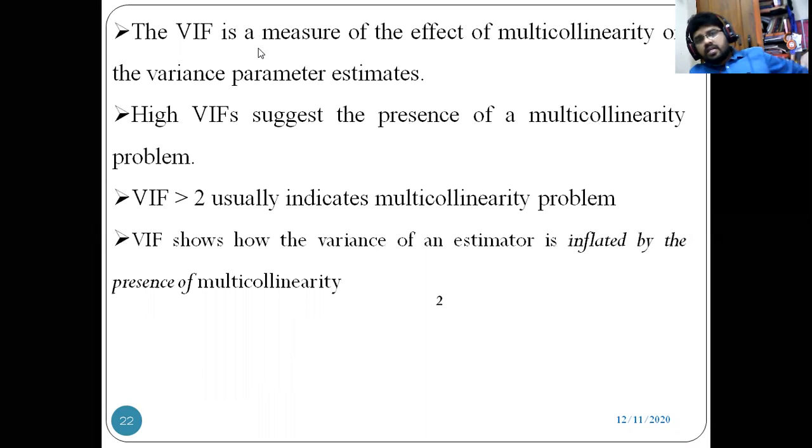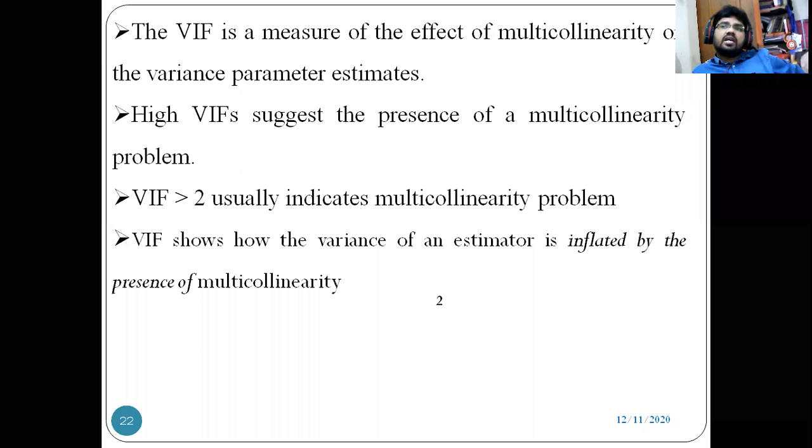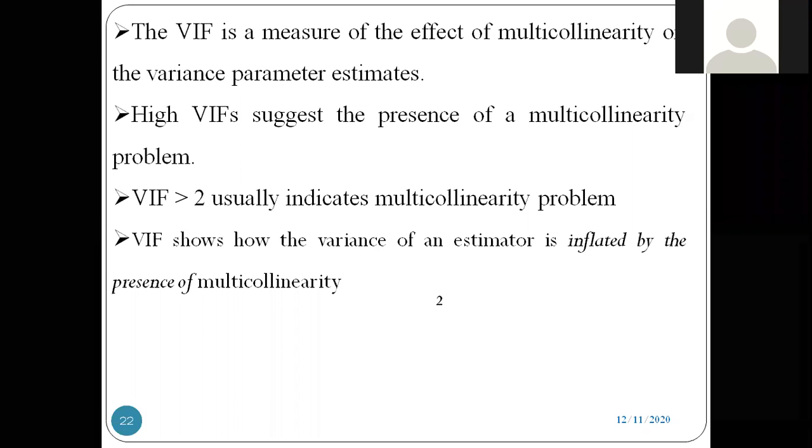So as we know, VIF is a measure of the effect of multicollinearity on the variance of parameter estimates. So why can we estimate the VIF values? Here we need to know how much effect multicollinearity has on the variance of parameter estimates. When you are estimating the parameters, that is the coefficient values, how much is the effect of multicollinearity on the estimated coefficient values.